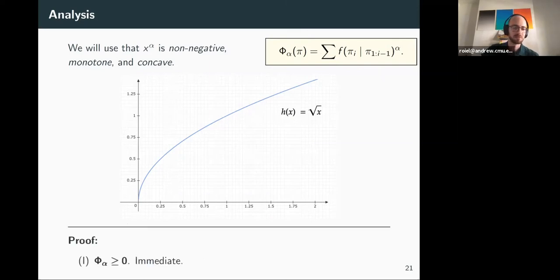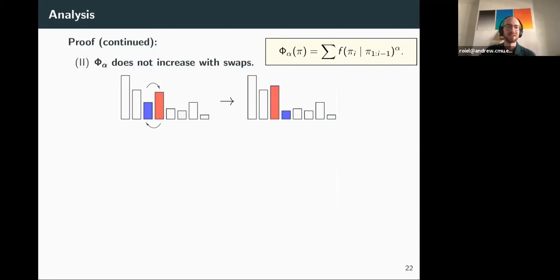Okay, claim 1, phi alpha is non-negative. This part should be easy. As in, okay, non-negative, fine. All right, claim 2, phi alpha does not increase with swaps. So suppose I do a swap. I move blue ahead of red.